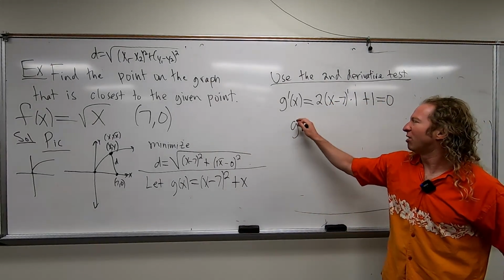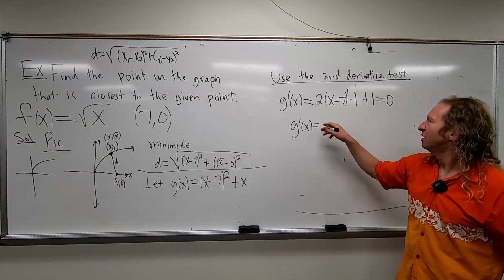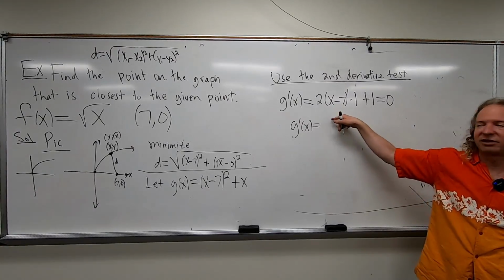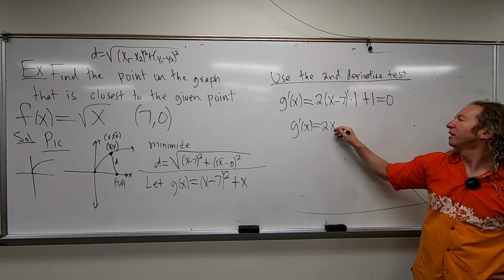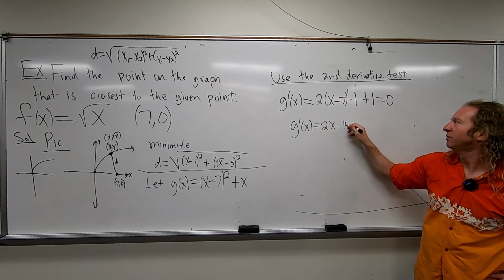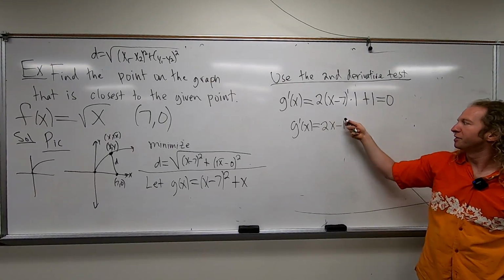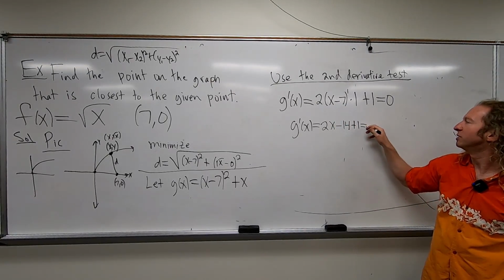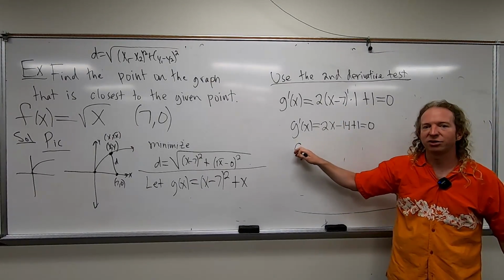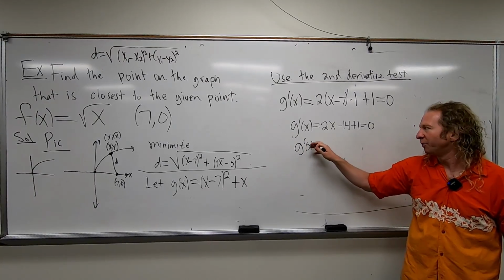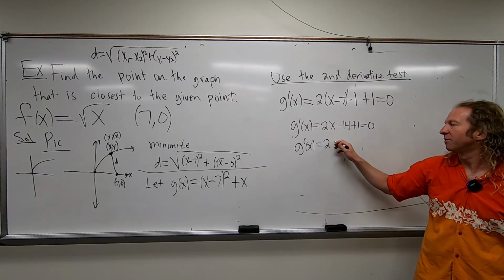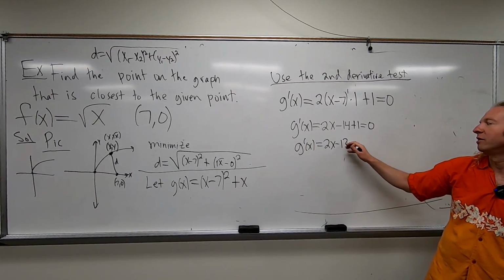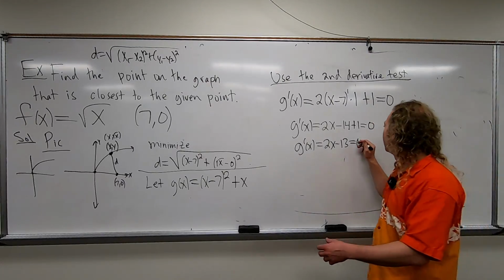Let's rewrite it. G prime of x. 2 times x is 2x. And then this is minus 14. 2 times negative 7 is minus 14, plus 1. And that's equal to 0. I'm going to write it again. G prime of x, 2x minus 13 equals 0. We're doing a lot of extra work. Showing extra steps. Just make it count.